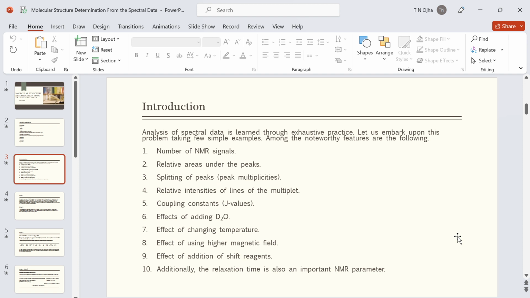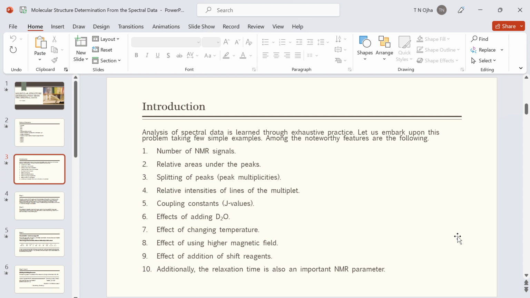Let us embark upon this problem, taking a few simple examples. Among the noteworthy features of the spectra are the following. First, the number of NMR signals, the most important feature. Second, the relative area under the peaks. Third, splitting of peaks, that is peak multiplicity. Fourth, relative intensity of the lines of the multiplet. Fifth, coupling constant, J values.